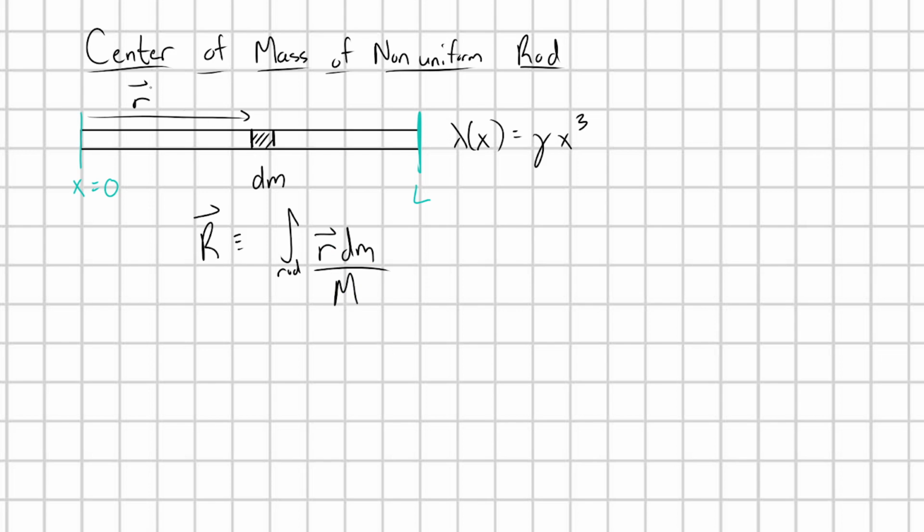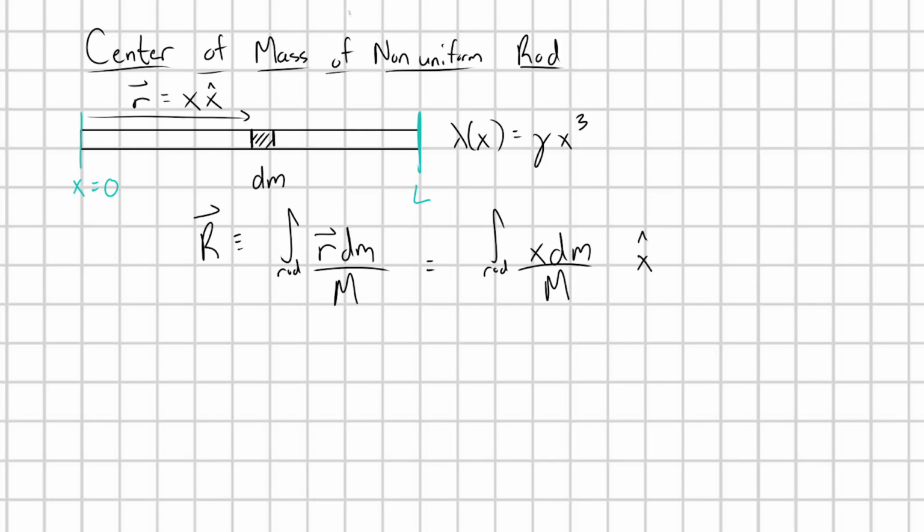Of course, this position vector r here is going to be very, very simple, right? Because we just have a 1D problem, right? This little infinitesimal mass dm is just going to be at some location x, right? In the x hat direction, right? So this equation is going to simplify down very quickly to just the integral over my rod of x dm over my total mass, and of course this is in the x hat direction.